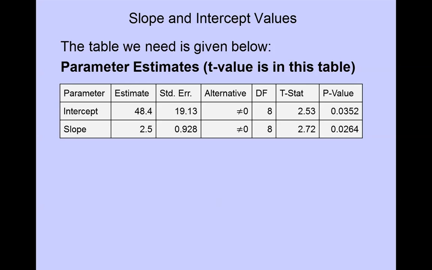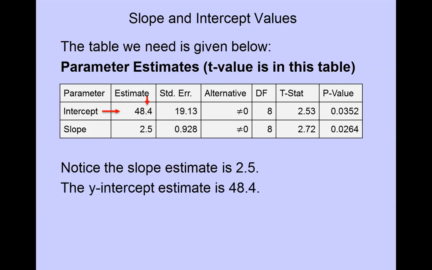Now the table that we're going to need to find the line is the parameter estimates table. And again, there's a t-value in this table if you wanted to do testing using a t-score instead of the correlation coefficient, but we're not going to do that. Now the slope estimate is 2.5. Notice it's on the row that says slope under the column that says estimate. The y-intercept estimate is 48.4. It's under the row for intercept and column for estimate.